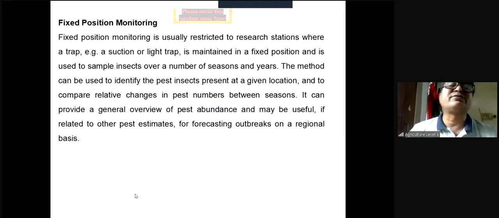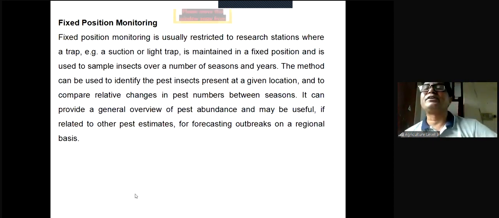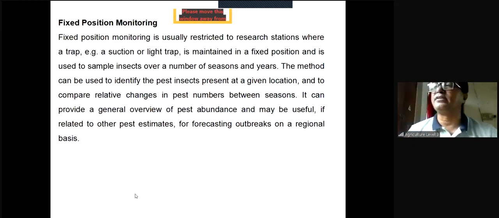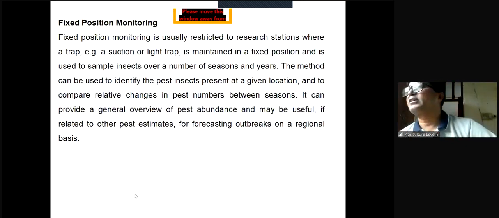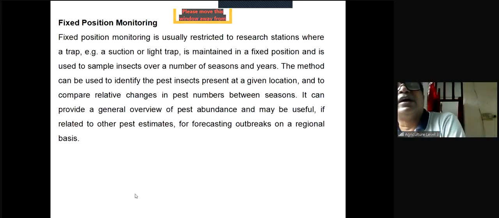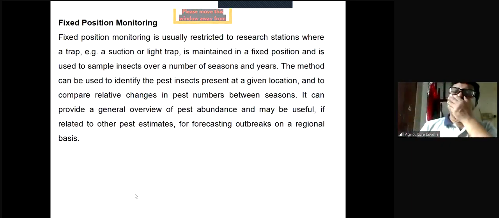Usually it is done by traps, say for example a suction trap or light trap, pheromone trap, whatever, or other traps, maintained in a fixed position and used to sample the insects over a number of seasons and years. Say, if we want 5 winter seasons or 5 summer seasons, or 10 years or 20 years, by collecting the pest over these periods or seasons, we can have the data of monitoring, and then we can compare.